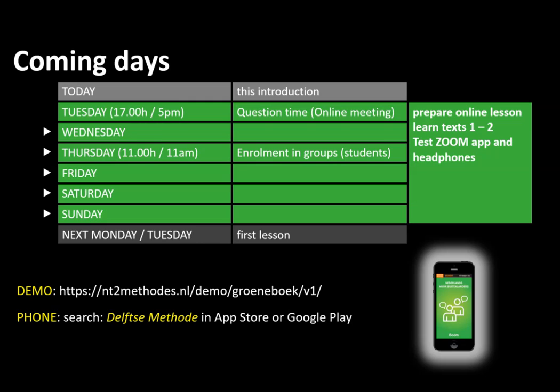During the coming days, you should already start learning the first 2 lessons in order to be well prepared for the lessons. And for the first lessons in particular. If you don't have the book yet, you can use the free online lessons on the website of the publisher. See the link below. Or the free trial app. It's available for both Apple and Android devices. Search for Delftse Methode in the App Store. It's wise to wait with buying the book until you are sure you have a place in the group.